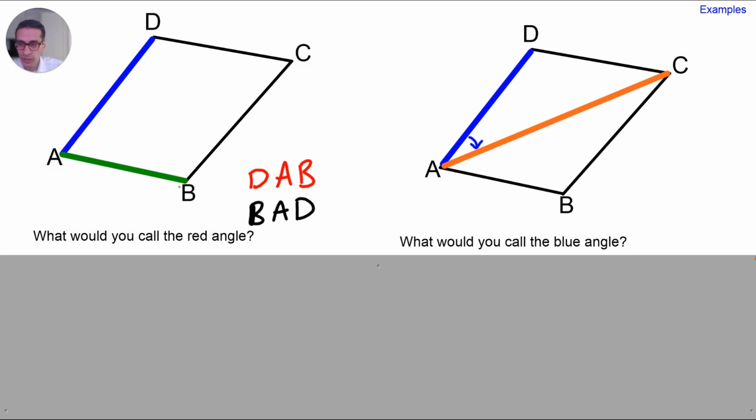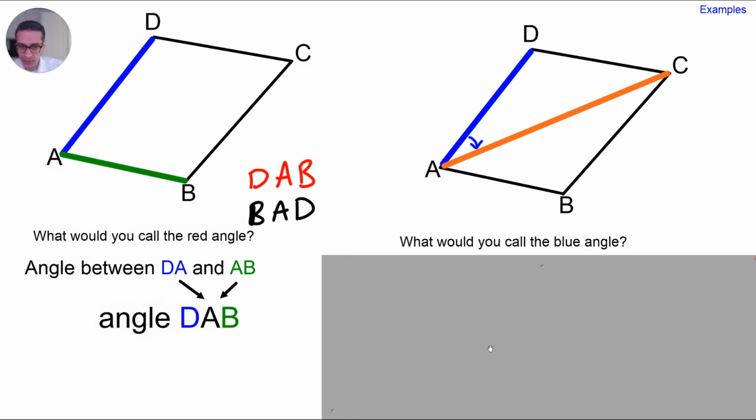So what you want to do when you're naming angles is, this is called the 3-letter notation. If we're looking at angle A, which is given in red, you're going to trace your finger along the two arms and then just spell out the letters in order. Now, both of these are the same angle. DAB and BAD are the same angle.